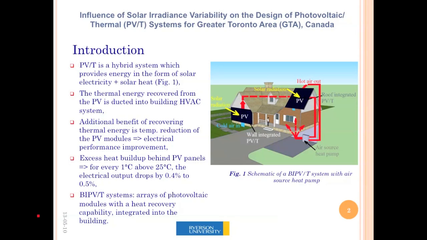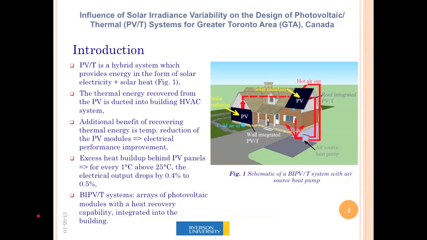In addition to giving thermal energy, the idea of recovering heat from behind the PV arrays actually increases the electrical efficiency of the PV itself, because above 25 degrees Celsius, when the heat builds up behind the PV arrays, the electrical efficiency drops by about 0.5%.